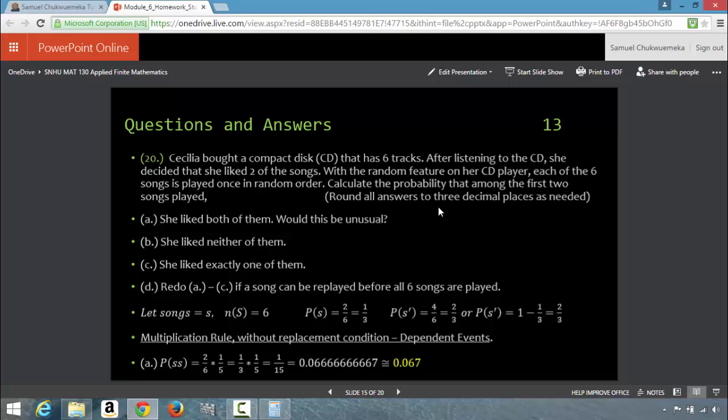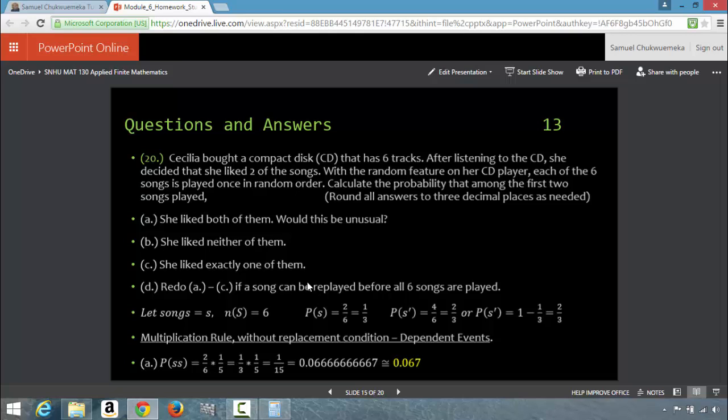Okay, calculate the probability that among the first 2 songs played, A, she liked both of them. Would this be unusual? B, she liked neither of them. C, she liked exactly one of them. D, redo A through C if a song can be replayed before all 6 songs are played.